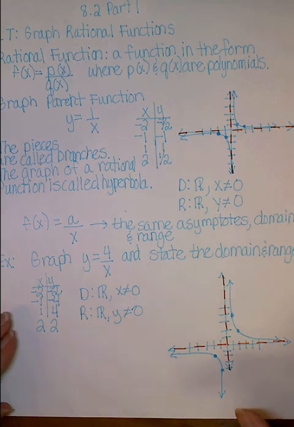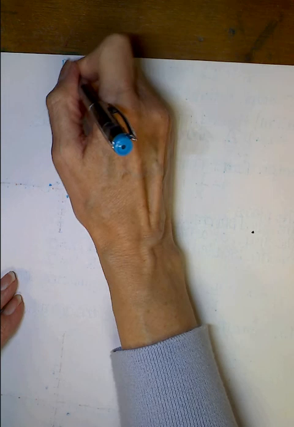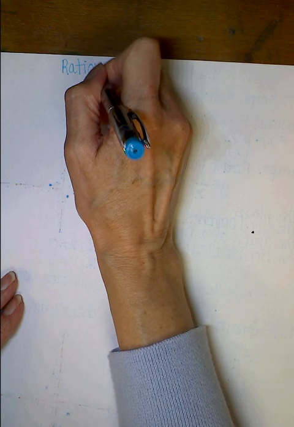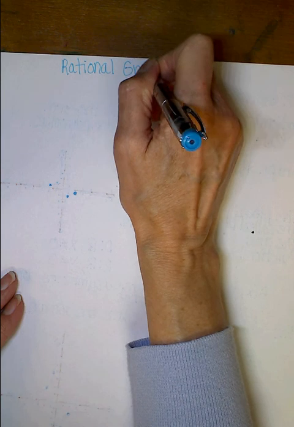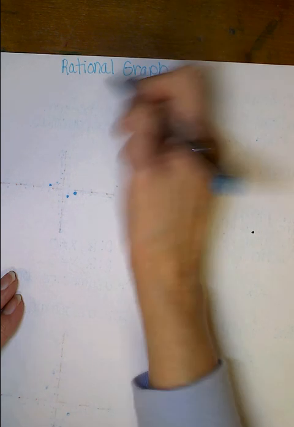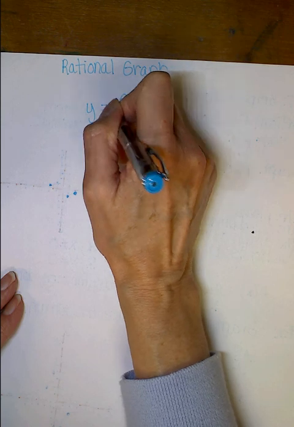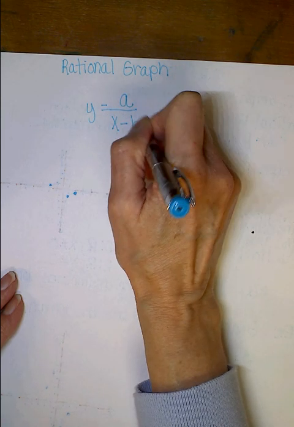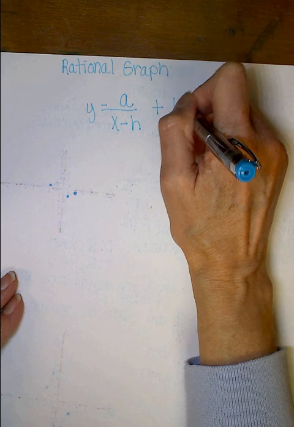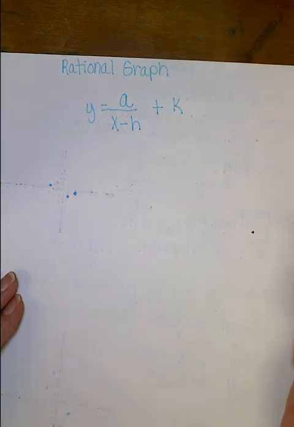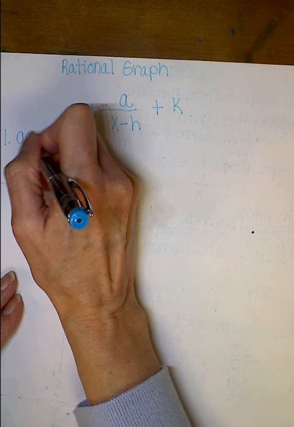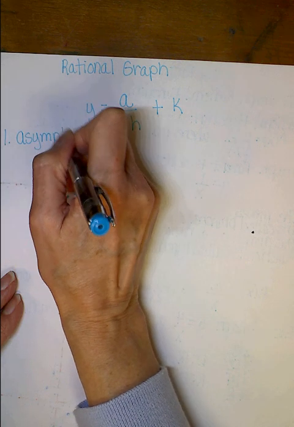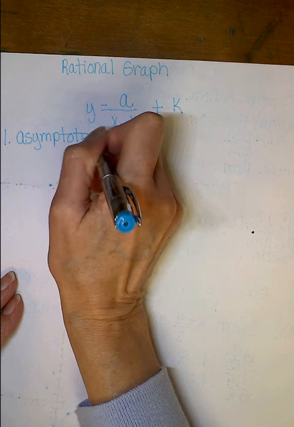Okay, now, of course there's going to be other forms that your graph could take. So, let's do another one. A rational graph can also look like this, where you have that number on top, but you have x subtracting or adding something, and then subtracting or adding something to the side. When it looks like this, your asymptotes are pretty easy to find.